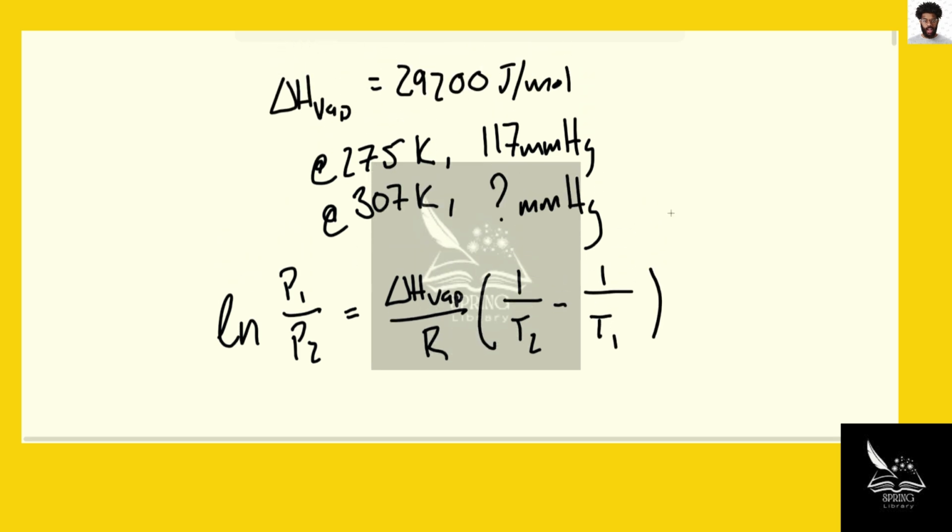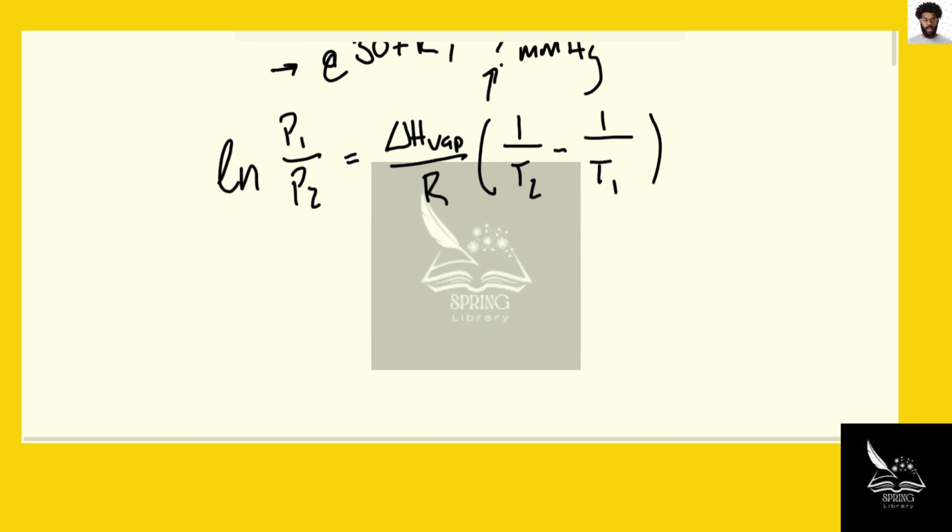Well, what do we have? What do we need to know? We need to know pressure 2. We know temperature 1, we know temperature 2, and we know the heat of vaporization. So we can plug this information into the equation and solve for pressure 2. Let's do a little bit of algebra first to isolate P2, and then we'll plug in all the values. How's that sound? Okay, so first we need to get this pressure out of the logarithm.